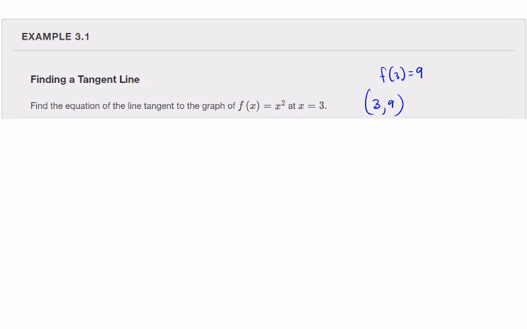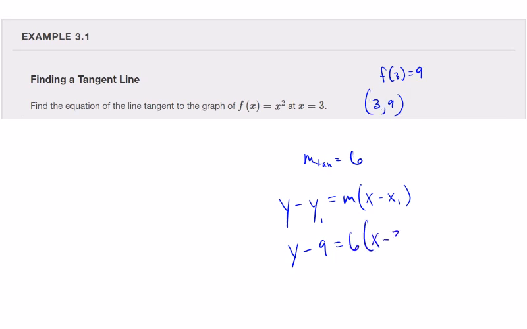And we now know that the slope of the tangent line, either way we find it, is 6. So now we can use our point-slope formula: y minus y1 or y naught equals m times x minus x1 or x naught. So we can say y minus 9, getting the 9 from right there, equals m, which is 6, times x minus 3. And that's fine, you can just leave it like that. That's the equation of the tangent line.